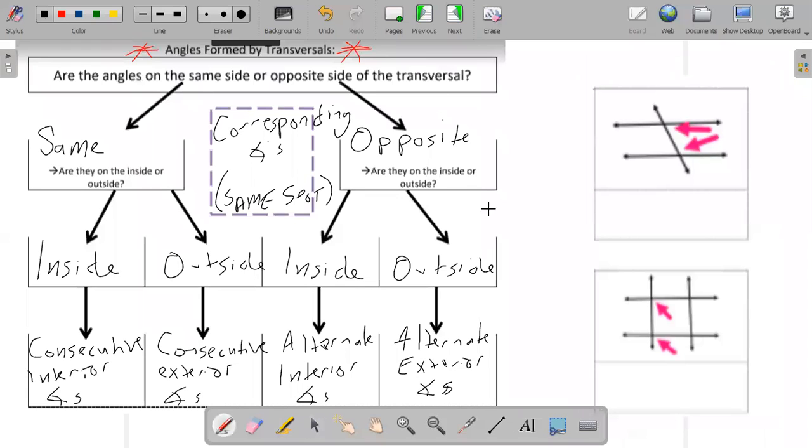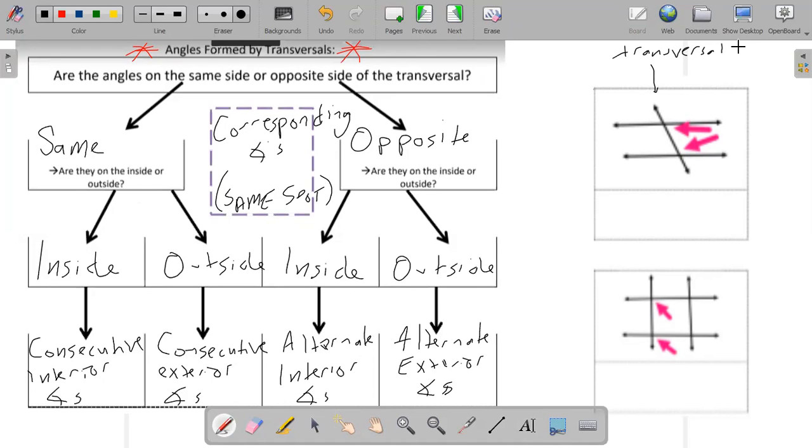Now, something that you have to do is figure out which one is the transversal and which ones are the other lines. If we look at this picture, we can see that we have two lines, and then one line that's crossing both lines. This line right here is called the transversal.